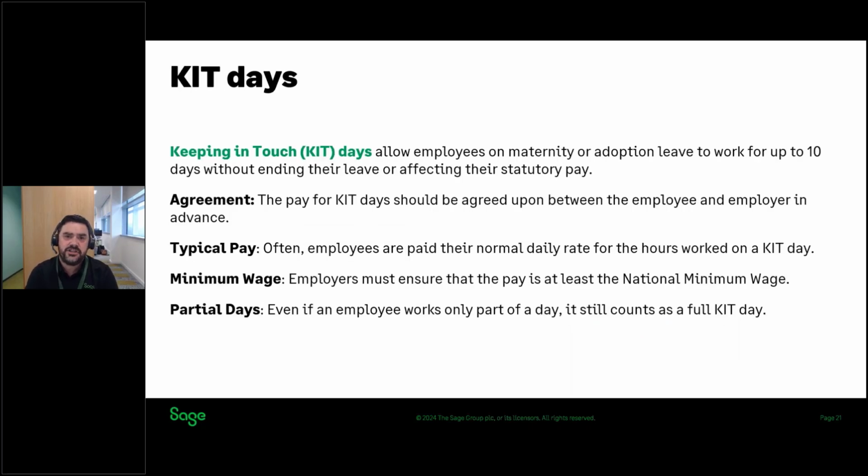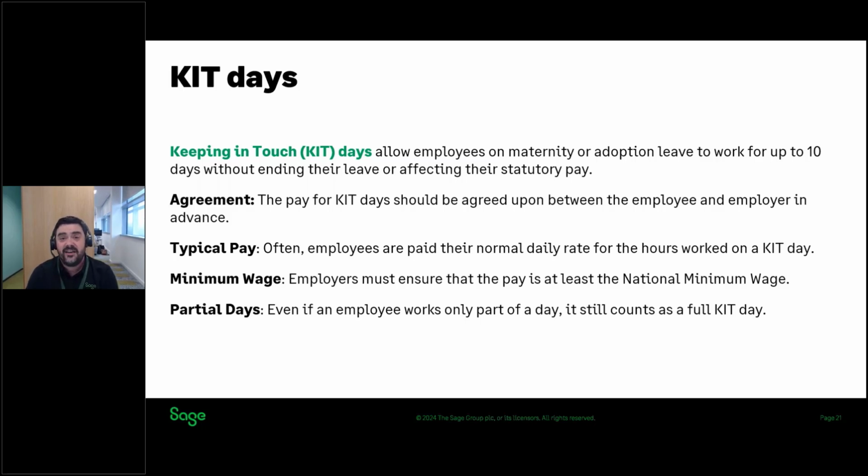Now, other thing to mention is during these periods of maternity or adoption leave, so the one that lasts up to 39 weeks of paid leave or 52 weeks in total, employees are allowed to take up to 10 keeping in touch days. So they are KIT days, they're known as, without that ending their leave or affecting their statutory pay. So keep in touch days came in a number of years ago now, because previously, before they existed, if you did any work during your maternity or paternity leave under the rules, you would lose that whole week's statutory pay for a week that you worked in.